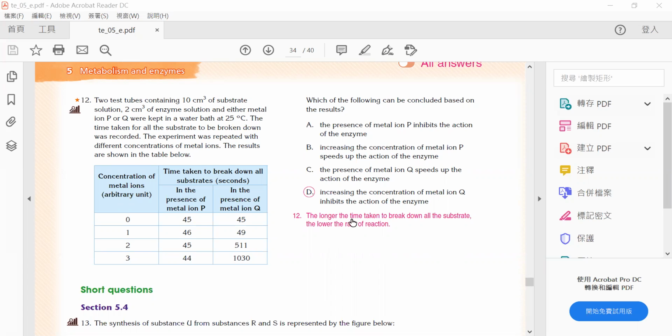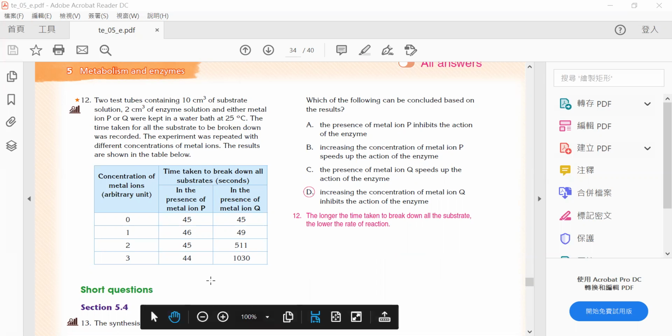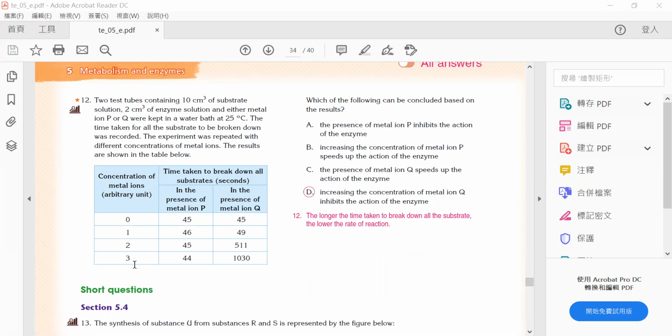The longer the time taken to break down all the substrate, the lower the rate of reaction. So it is inversely proportional. The more time, the slower the reaction. If we look at that table, we have low metal ions, low concentration, and high concentration, from 0, 1, 2, and 3. The time taken to break down all the substrate is recorded.